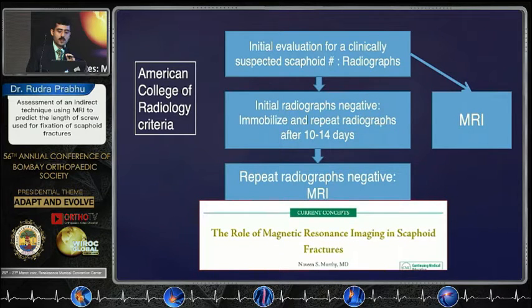Hence, if an MRI is obtained in such a setting which has the wrist along with the middle phalanx, just by measuring the axial length of the middle phalanx of the ring finger, we would be able to predict the length of the screw which would be required for fixing the scaphoid fracture in case it is present on MRI.